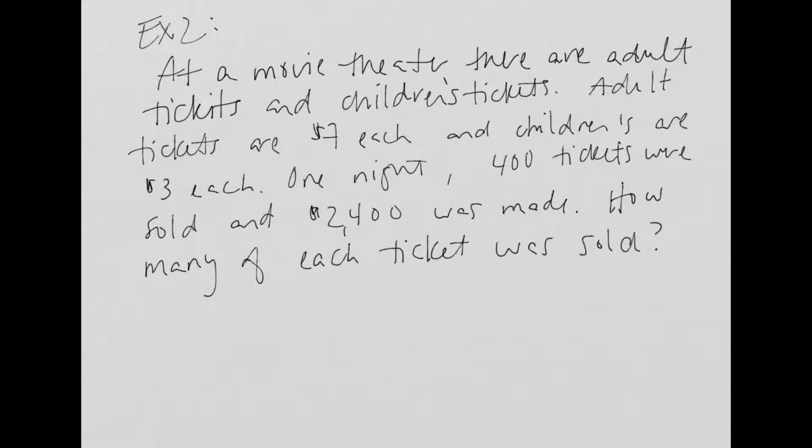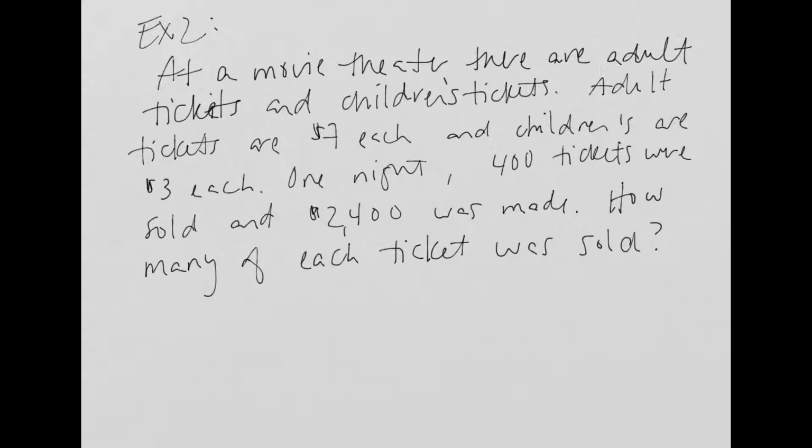But let's see here. We have a movie theater. We have 2 different types of tickets. I spelled that wrong. That's me. 2 different types of tickets. We have adult and children's tickets, and then adults cost $7 each and children's cost $3 each. One night we have 400 tickets sold, $2,400 was made. How many of each ticket was sold?